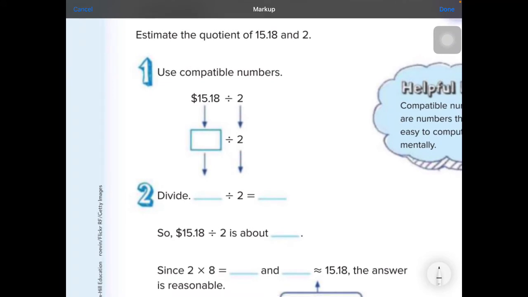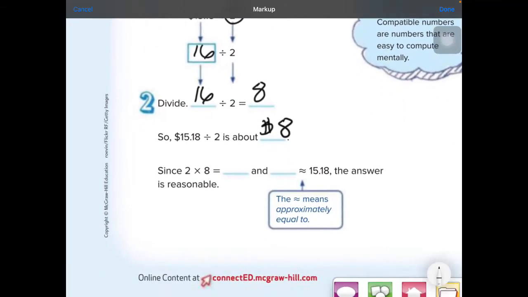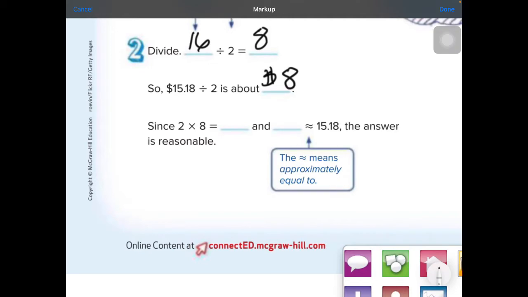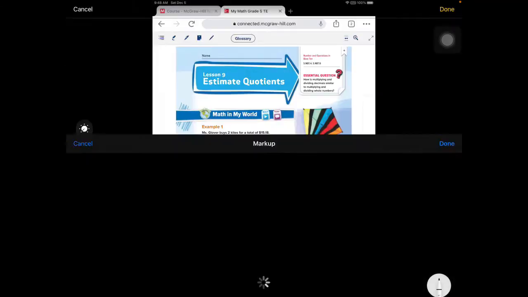Let's begin. Number 1, using compatible numbers, we need to look at the 2 and think of something that will be compatible with 2. So 15 does not work very well, but 16 will. 16 divided by 2 is 8. So 15.8 divided by 2 is about $8. Since 2 times 8 is 16, and 16 is about or approximately equal to 15.8, the answer is reasonable.